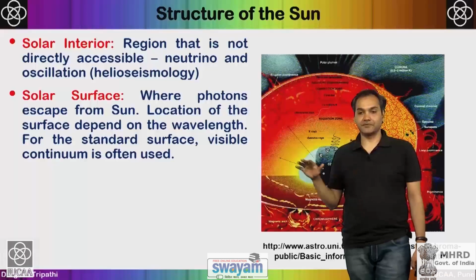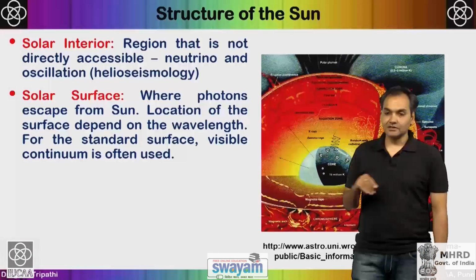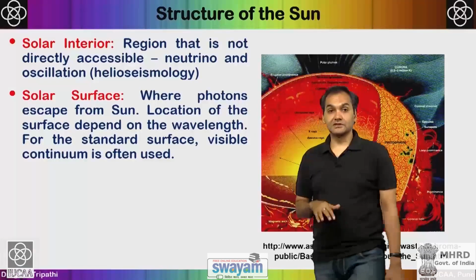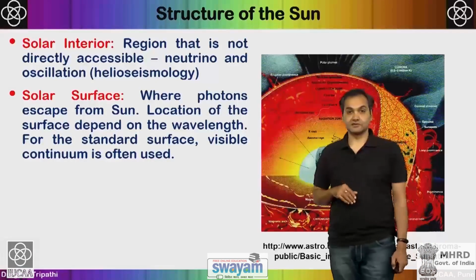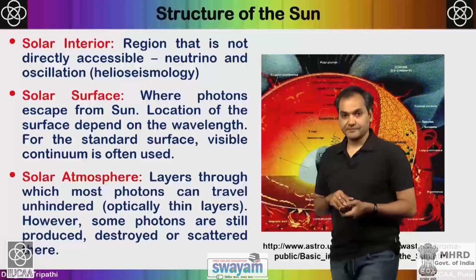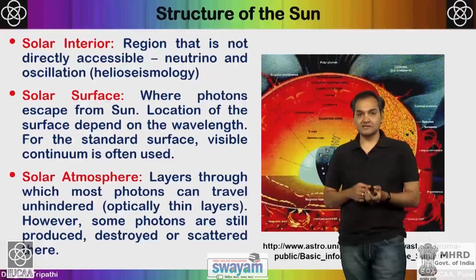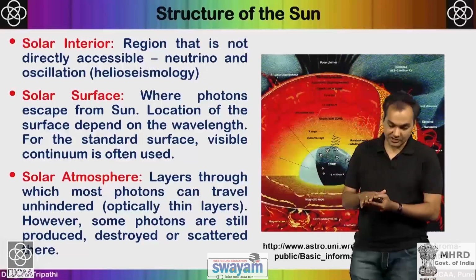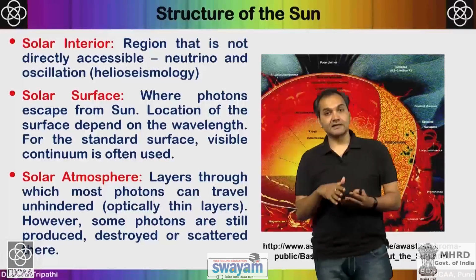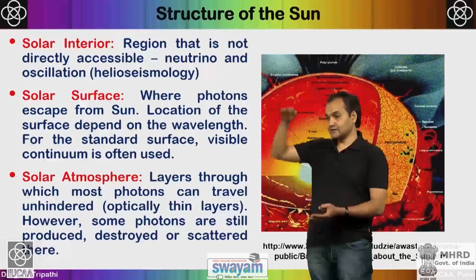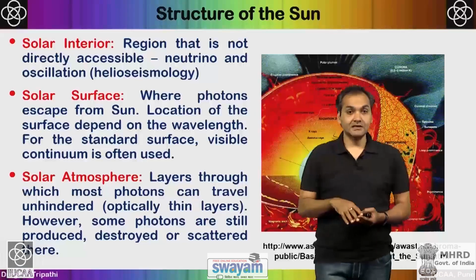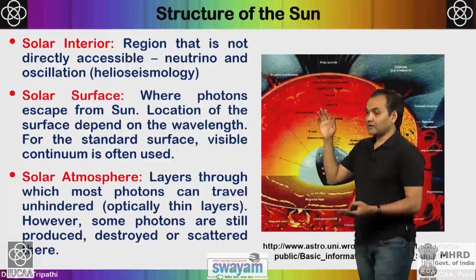So if you take an image of the sun from the ground, what you are seeing is very close to what is defined as the surface of the sun. And above the surface stays the solar atmosphere. The atmosphere is defined as the layers through which these photons travel unhindered, because the layers above have very low density.